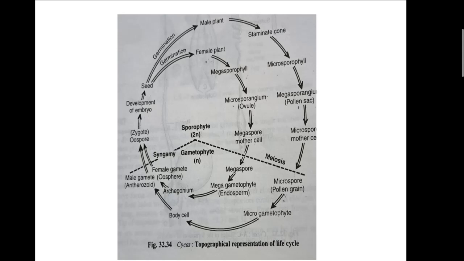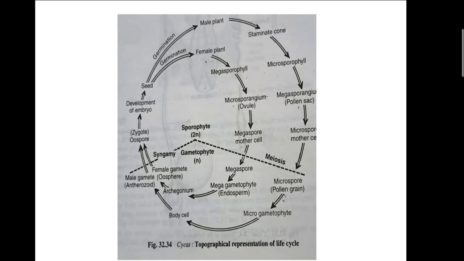The female cone forms megasporophylls and the male cone forms microsporophylls. Megasporophylls produce megasporangium, and microsporophylls produce microsporangium. The micro side forms pollen grains and the mega side forms the ovule. Now by meiosis, the megaspore mother cell forms the megaspore, and the microspore mother cell forms the microspore. This is called the real ovule, and that is called the pollen grain.